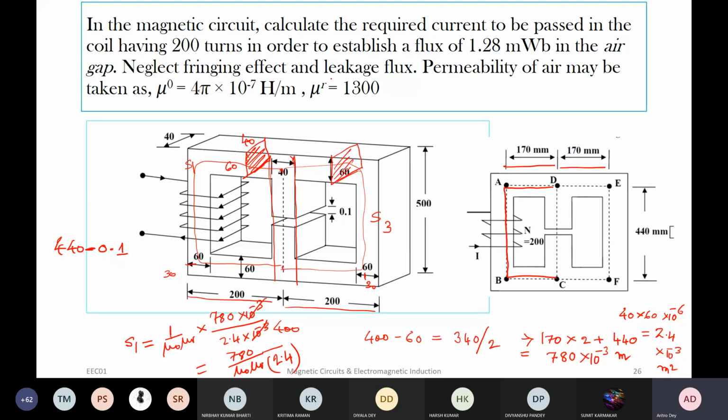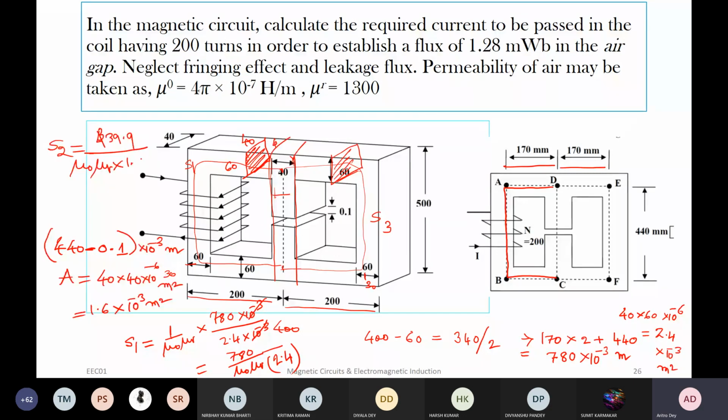So it is 1.6 into 10 to the power minus 3 meter square. So what is your S2? S2 is equal to 439.9. You can write it almost 440, no issue. Mu 0 mu r into cross section area, which is 1.6 into 10 to the power minus 3. Here also 10 to the power minus 3. That will cancel out. So you are left with 439.9 by mu 0 mu r into 1.6. So that is your S2.